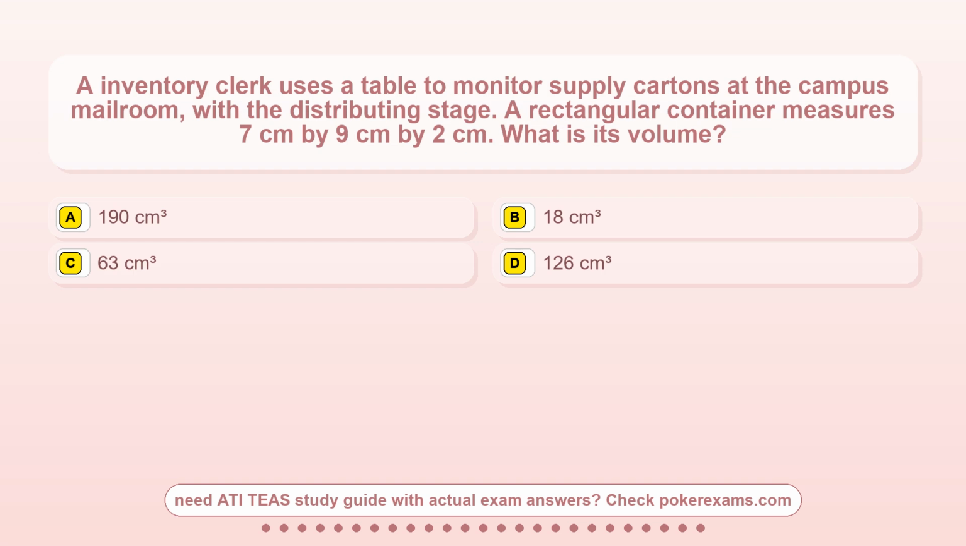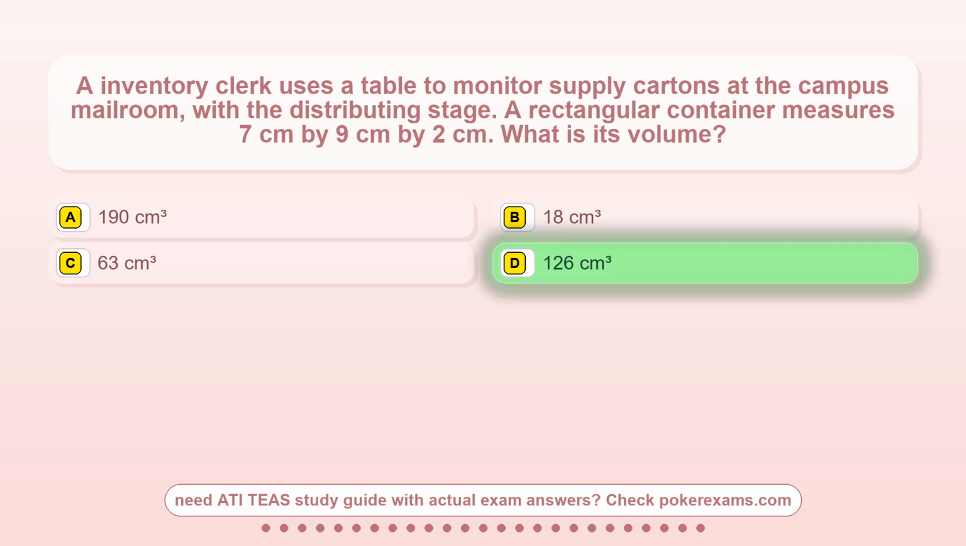Question 20. An inventory clerk uses a table to monitor supply cartons at the campus mailroom, with the distributing stage. A rectangular container measures 7 centimeters by 9 centimeters by 2 centimeters. What is its volume? Option A, 190 cubic centimeters. Option B, 18 cubic centimeters. Option C, 63 cubic centimeters. Option D, 126 cubic centimeters.